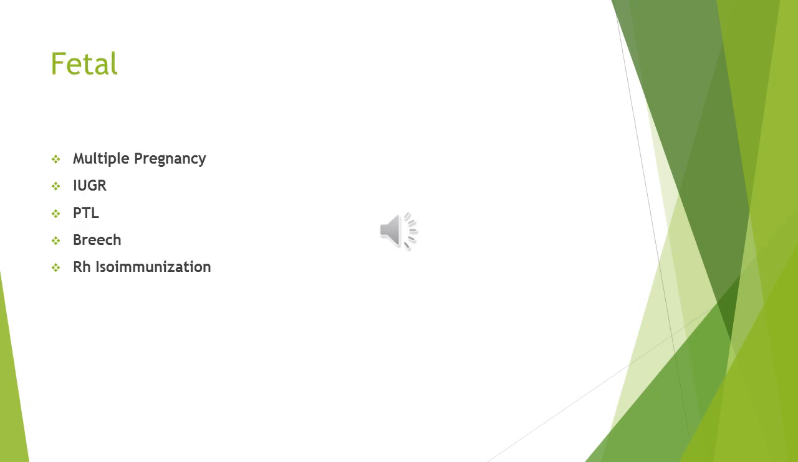On the other side is the baby. In multiple pregnancies, we know that they have their own complications, especially twin transfusion syndrome and twin reverse arterial perfusion and others. So these multiple pregnancies, because of their unique nature, require fetal monitoring because babies are most likely to be affected during labor.